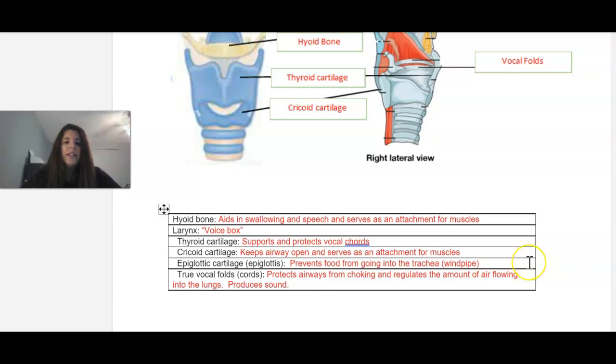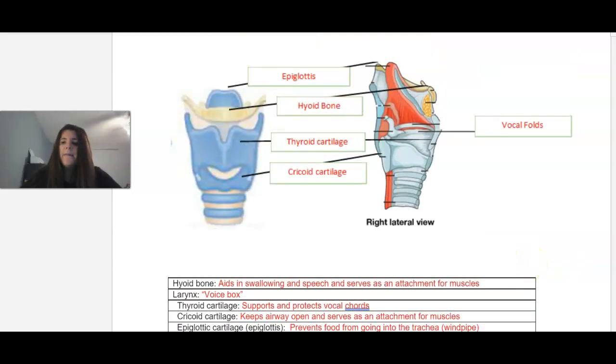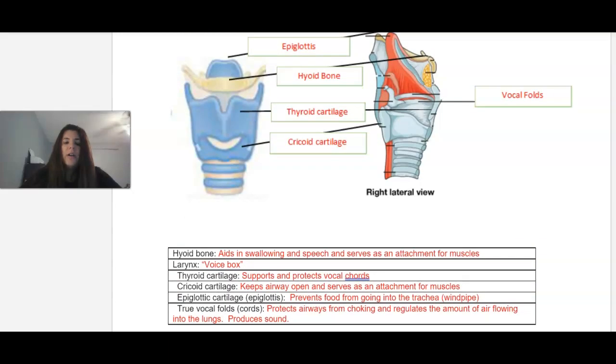So again, if you look at the different structures here, your hyoid bone is going to play a role in helping you swallow and in speech, and it also serves as an attachment for muscles. Your thyroid cartilage is going to protect those vocal cords. The cricoid cartilage is going to be really important because it's going to keep the airway open. We don't want the airway to collapse because then we can't get air through.